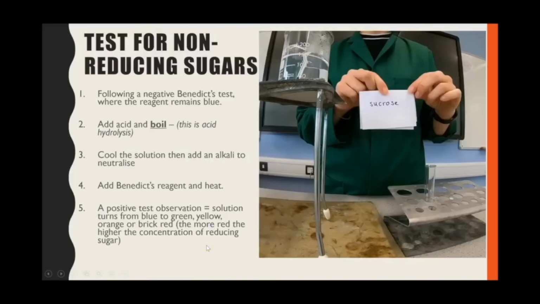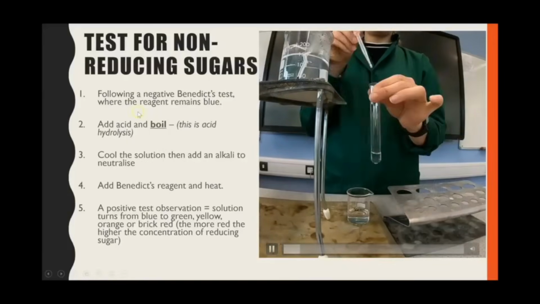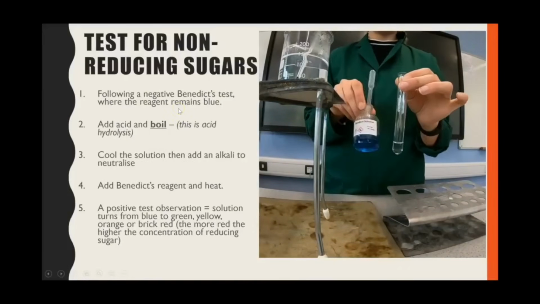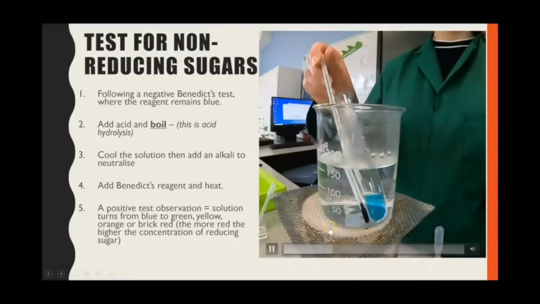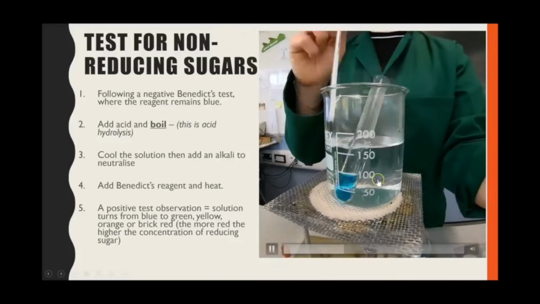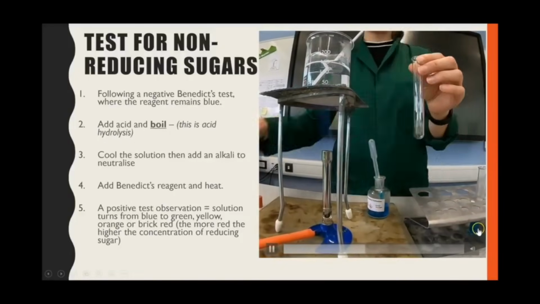So next, the non-reducing sugar test. The only non-reducing sugar that you learn about is sucrose. So I'm going to test a sample of sucrose. First thing you have to do though is confirm it isn't a reducing sugar. So I'm going to do the Benedict's test first, which we can see, leaving it in the hot water with the Benedict's for a few minutes, and we've got a negative result.